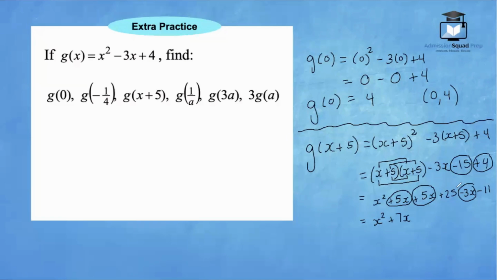And then I do see we have two more like terms here. We have positive 25 and negative 11. These are both constants. When we subtract, we get 5 minus 1 is 4, 2 minus 1 is 1. So we have plus 14. So when evaluating g of x plus 5, the actual answer is x squared plus 7x plus 14.